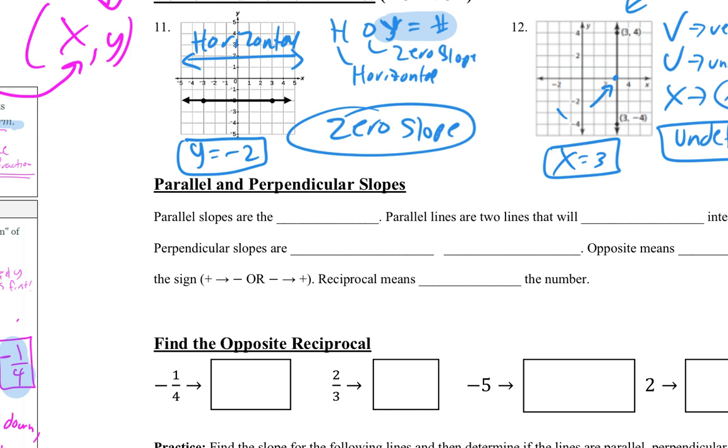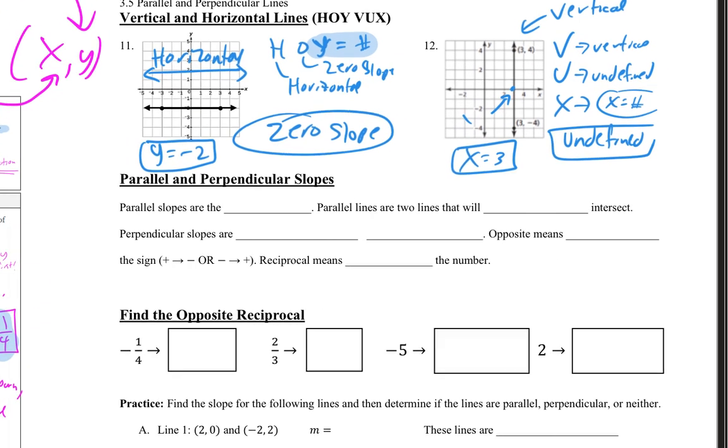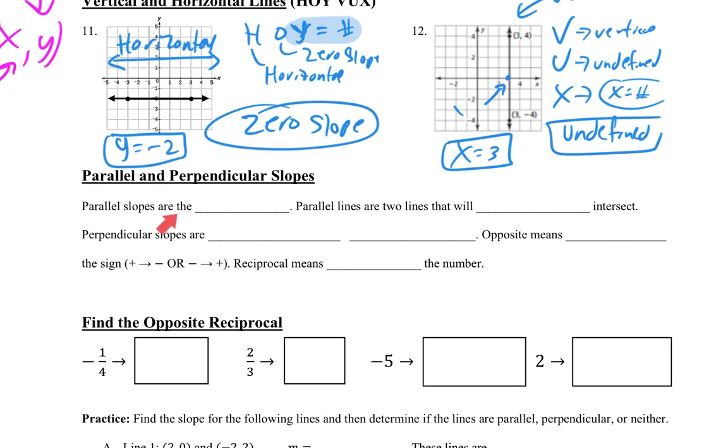All right, parallel lines and perpendicular slopes. All right, so parallel slopes are the same. Okay? Parallel lines are two lines that will never intersect. Right? We know they'll never intersect. Perpendicular lines are opposite reciprocals. Opposite reciprocals.